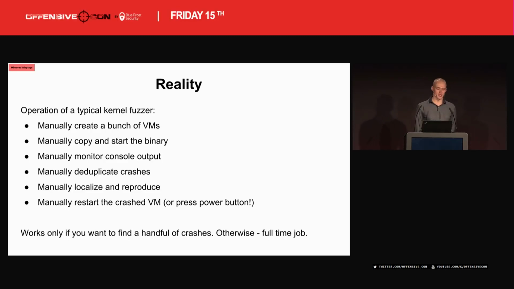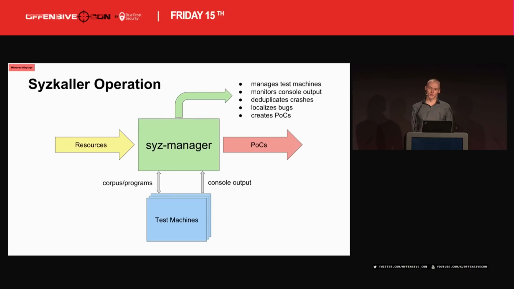You need to launch VMs. You need to copy the fuzzer binary and start it. You need to monitor the console output and actually parse crashes from there. And with Linux, it's extremely difficult. So there's a bunch of stuff that you need to spend a lot of time on. And this is what we wanted to address when we were building Syzkaller.